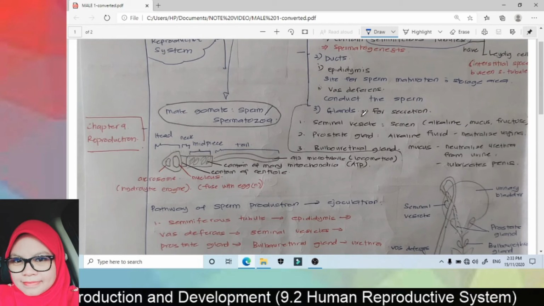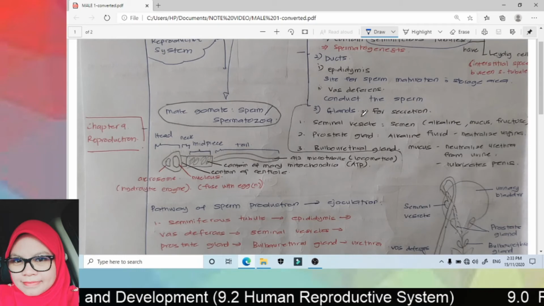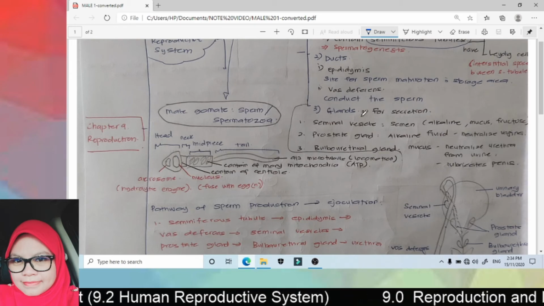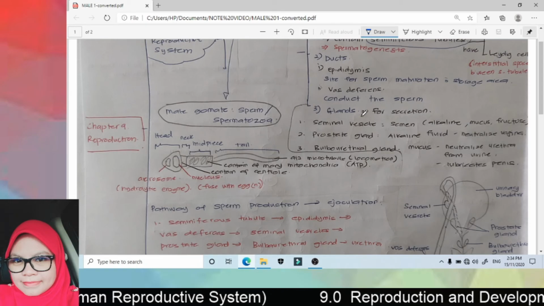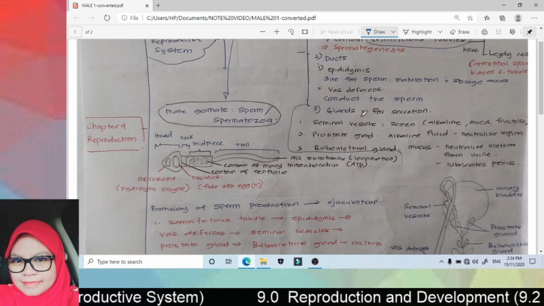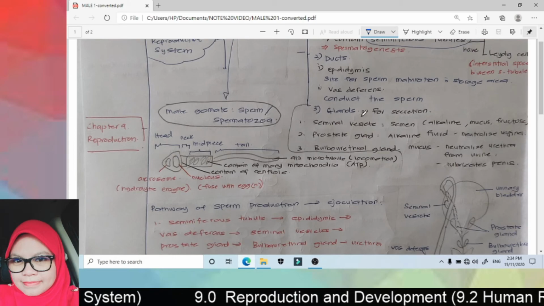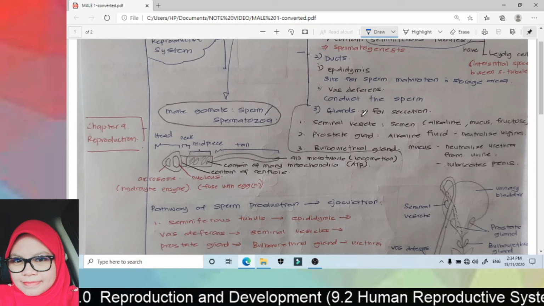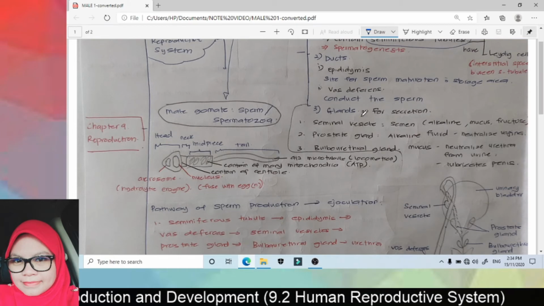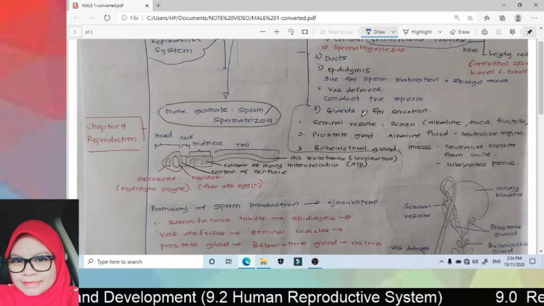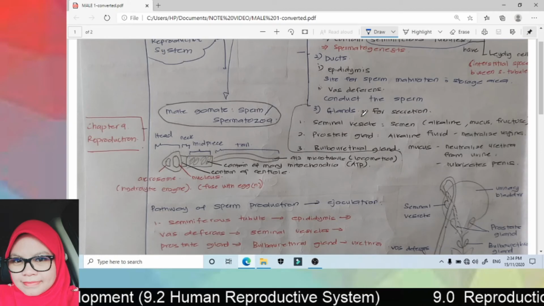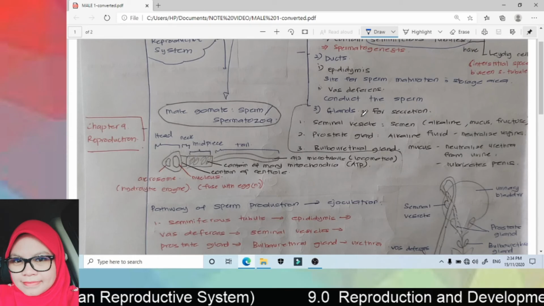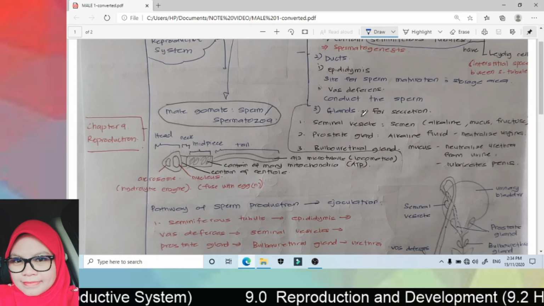When we talk about the glands, the main function of glands is secretion. So there are three glands, the seminal vesicle gland. The seminal vesicle will secrete almost 60% of semen. Apa tu semen? Bila berlaku ejaculation dalam lelaki, yang keluar bersama-samanya adalah semen and also sperm. So fluid itu kita panggil sebagai semen. So 60% of the semen is secreted by the seminal vesicle. The fluid secreted by the seminal vesicle is alkaline, has a mucus structure, and is rich in fructose. The fructose is actually to nourish the sperm.